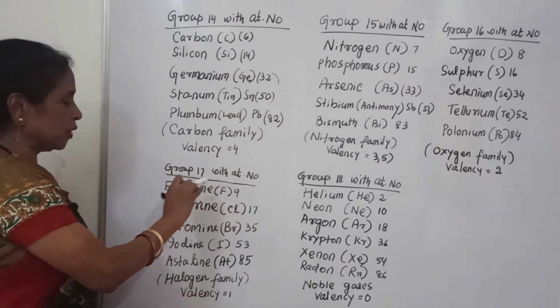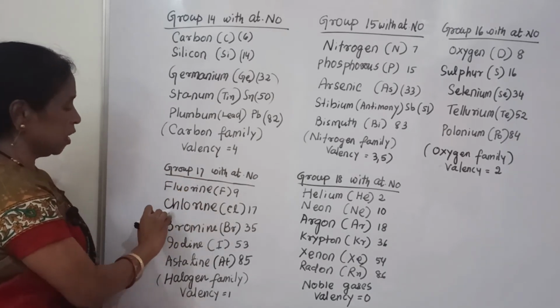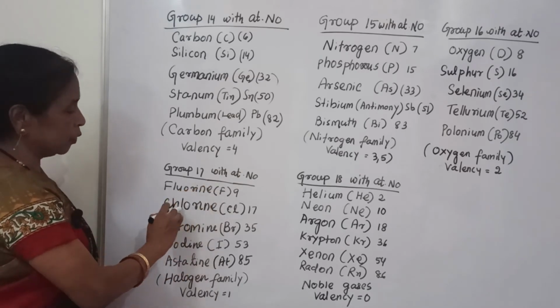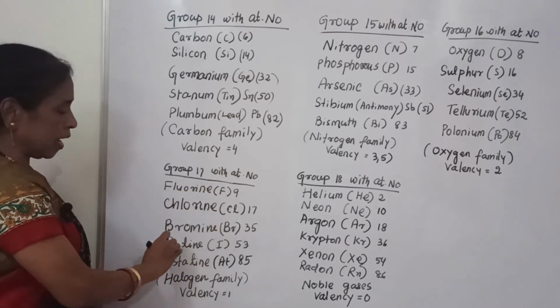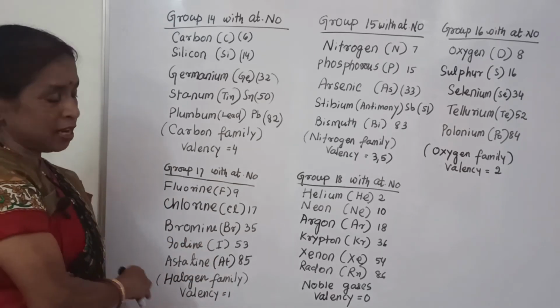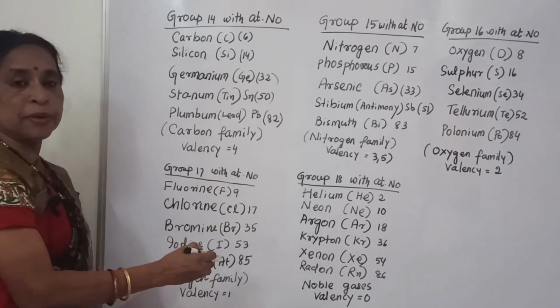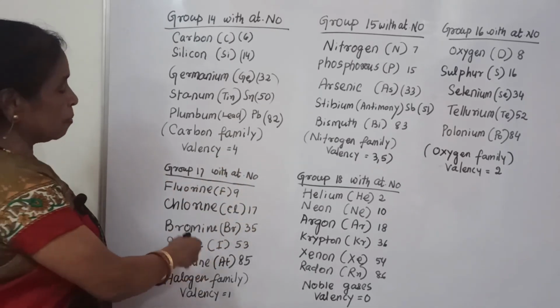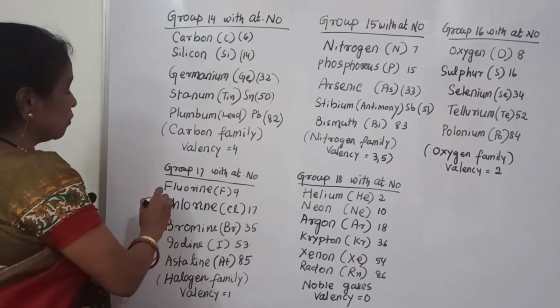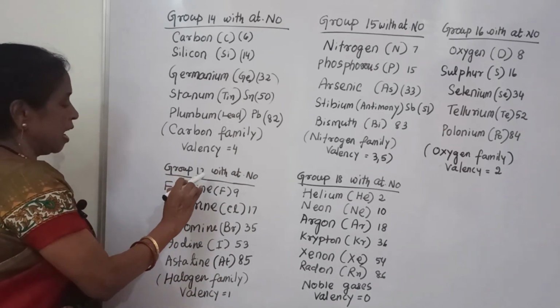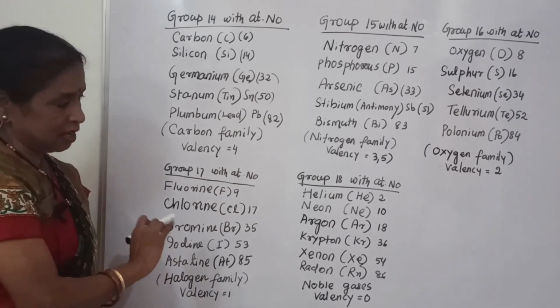Group 17 with atomic number. First one is fluorine, chlorine, bromine, iodine, astatine. Fluorine F, chlorine Cl, bromine Br, iodine I, astatine At. This is called halogen family because halogen means salt producer. From the sea the maximum compounds are produced, that is why these are called halogen family, and fluorine is the first element and astatine is the last one.